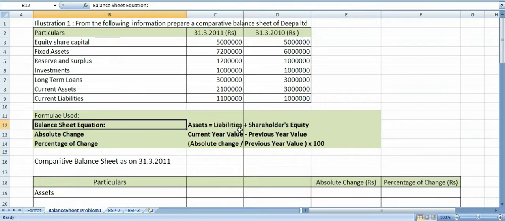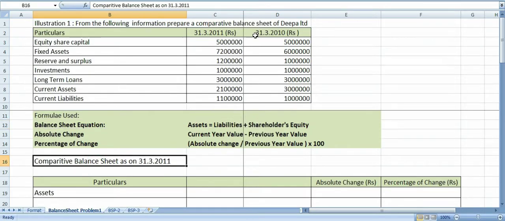First, before going to the balance sheet, we should understand the balance sheet equation, which is assets equal liabilities plus shareholders' equity. So assets will be equal to the sum of liabilities plus shareholders' equity. First we have to derive the balance sheet. The balance sheet will be based on the final year, that is 2011. So we have to mention it as comparative balance sheet as on 31/3/2011.